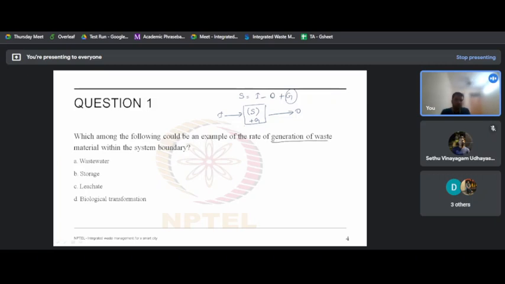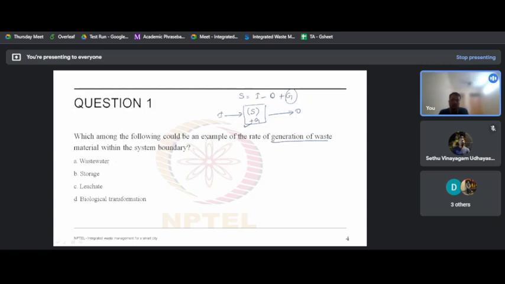This is the system boundary. So here we have taken an example, but usually the system boundary will be the whole city or the municipality where we are trying to design and analyze the system. So within the system boundary, if some generation is happening, what will the example of that be?